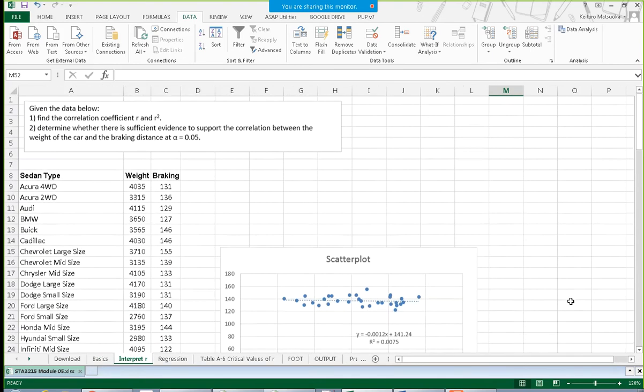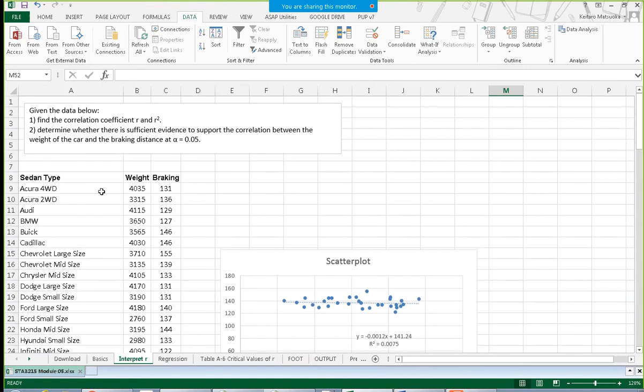Here's an example. Given the data here, the different car types, the weight data, and the braking distance data, find the correlation coefficient, which is represented by R. So if you see R, that's asking for the correlation coefficient. And calculate R squared, basically the square of the correlation coefficient. We'll talk about that in a little bit. And determine whether there is sufficient evidence to support the correlation between the weight of the car and the braking distance at alpha equal to 0.05. So it looks like it's a hypothesis testing, and it is. We'll be using correlation to test a claim of a correlation.